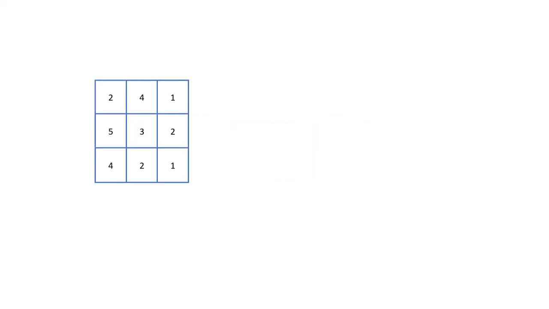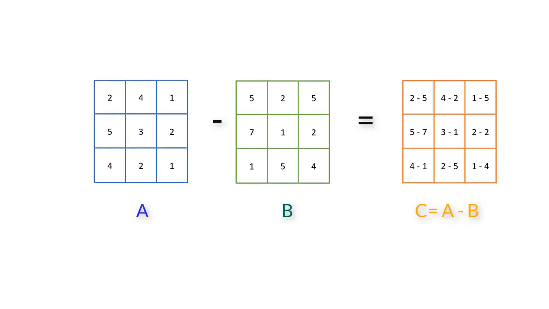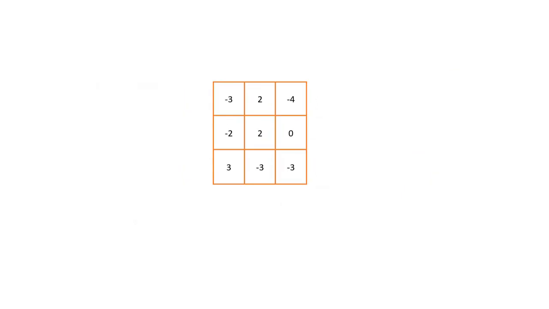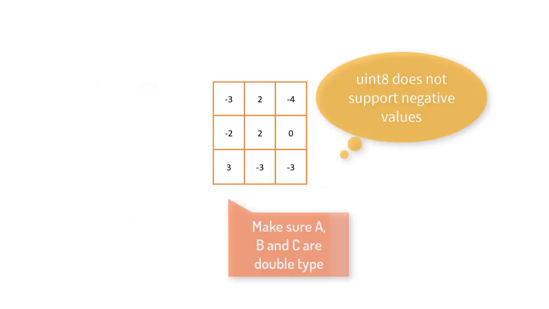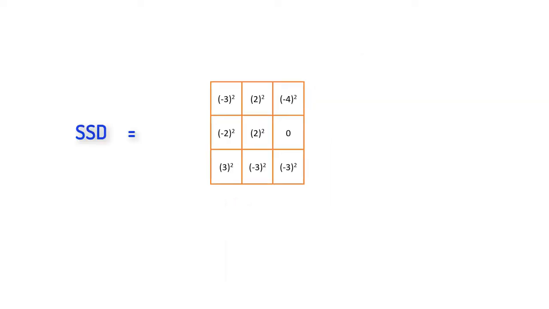Now let's see how we can evaluate the sum of squared differences between two image regions. So let's say A is from the blue channel and B is from the green channel, and those are the intensities that you see. You can do element-wise subtraction in MATLAB by just using the subtraction operator. You need to understand that these values will be of the type uint8, and uint8 does not support negative values. So you need to make sure that you convert these regions into double before you apply the sum of squared differences. Now SSD is going to be the sum of the squared differences. Okay, so good luck with the project.